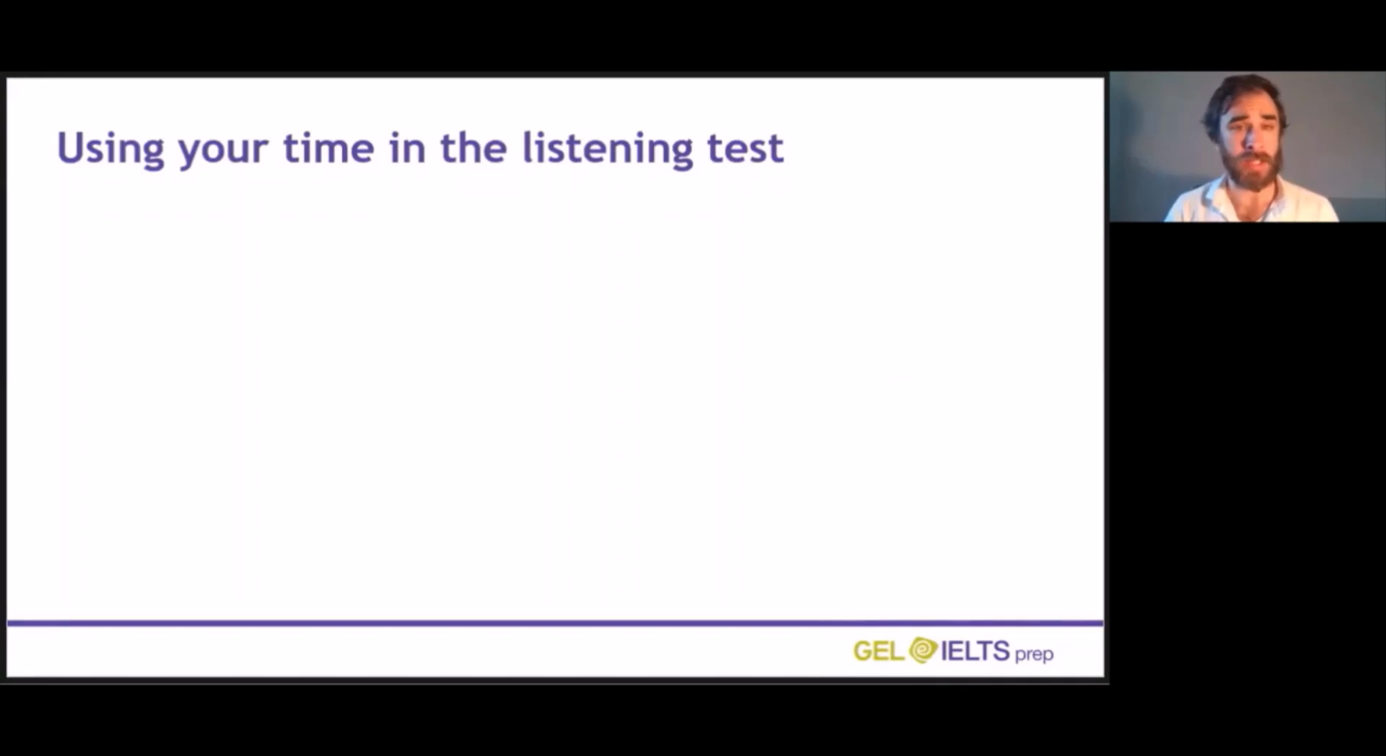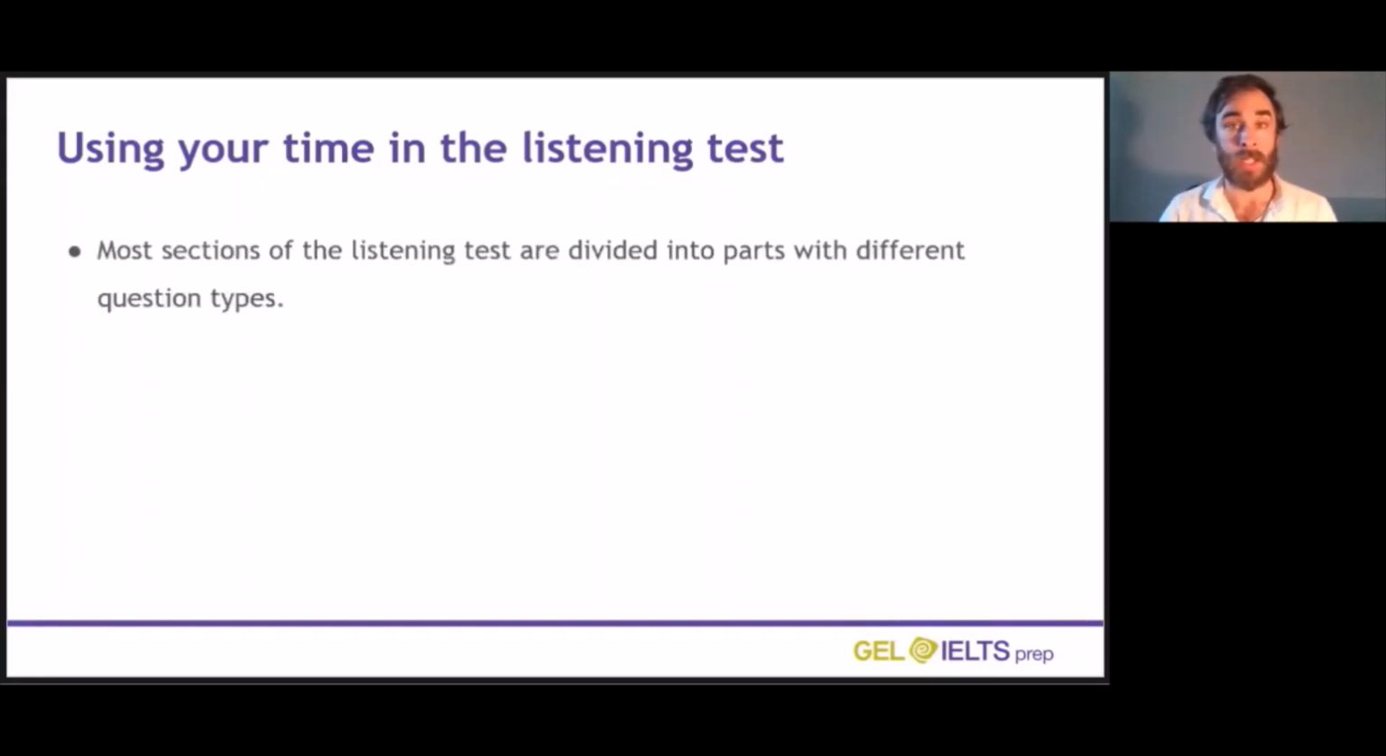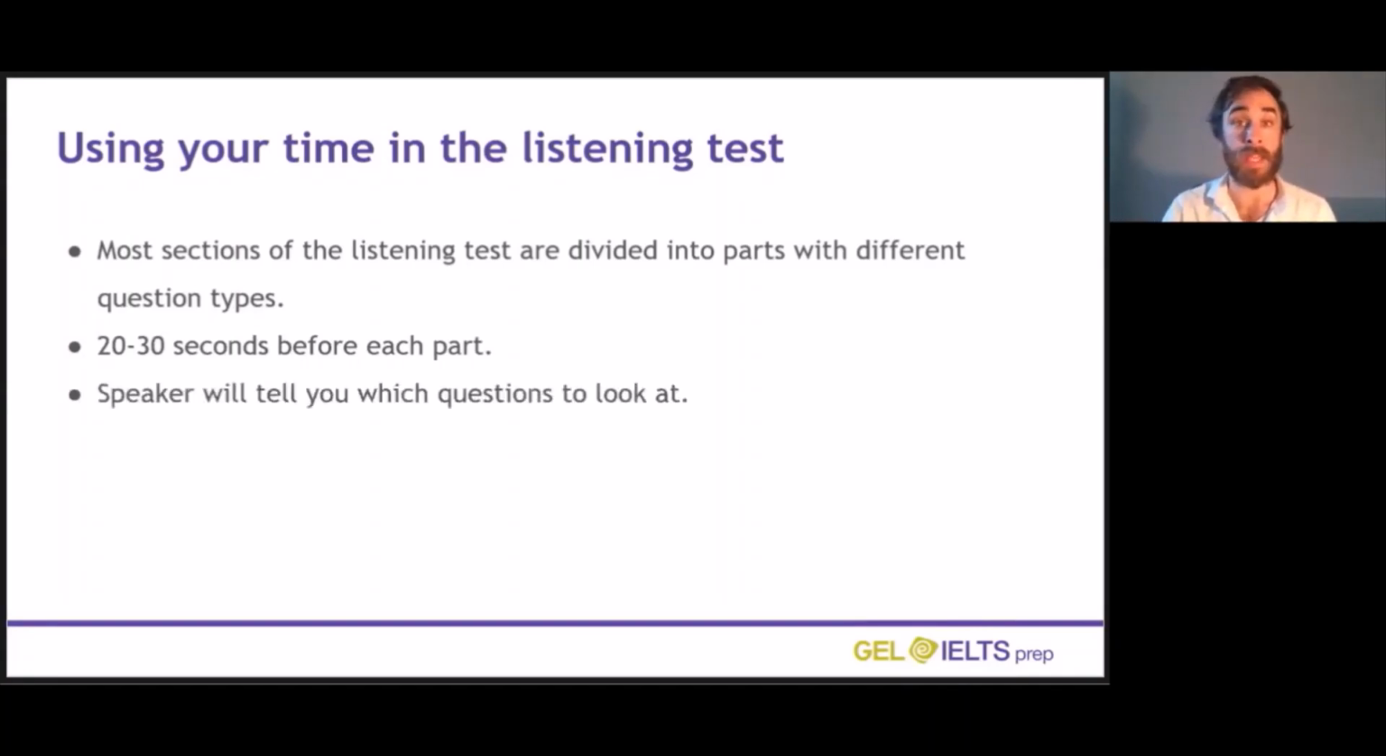So, one of the challenging things about the IELTS listening test is the limited amount of time you have to choose your answers. There are 4 sections or 4 parts of the listening test, and each of those is divided into 2 different parts usually. Each of these parts will have different question types. Between those parts, you get 20 to 30 seconds to read the questions. The speaker will usually tell you which questions you need to look at. For example, they might say, now look at questions 26 to 30.